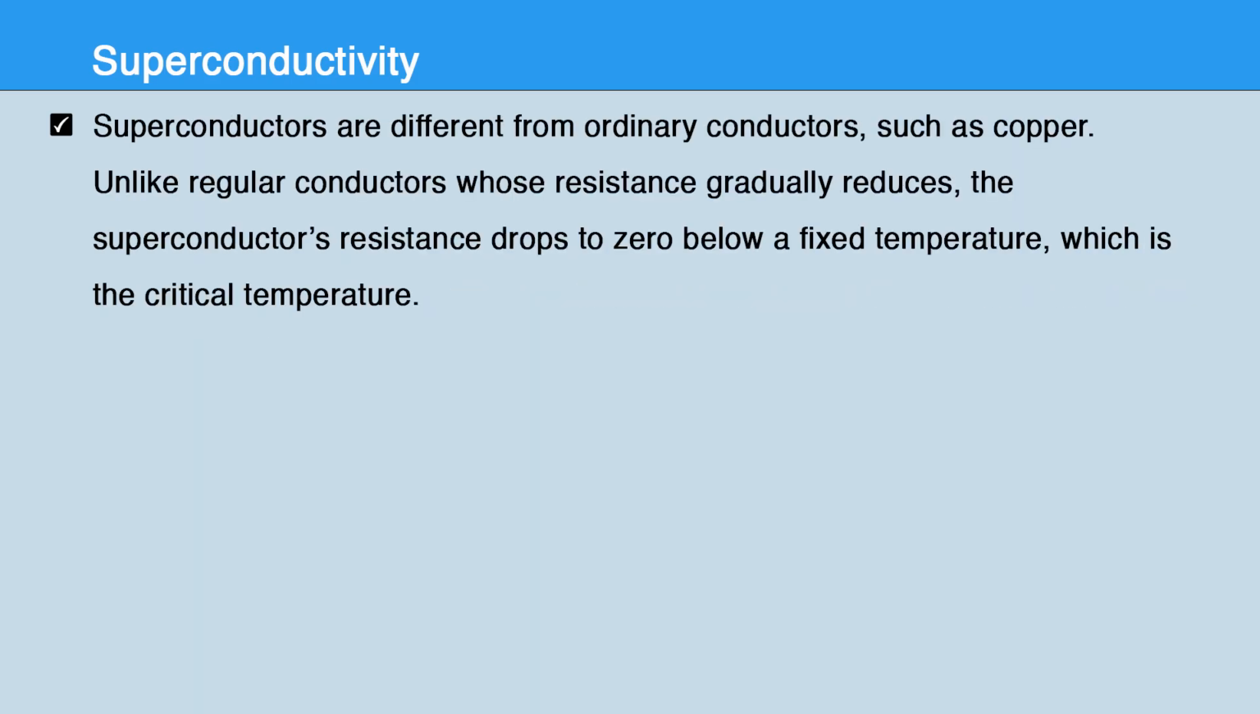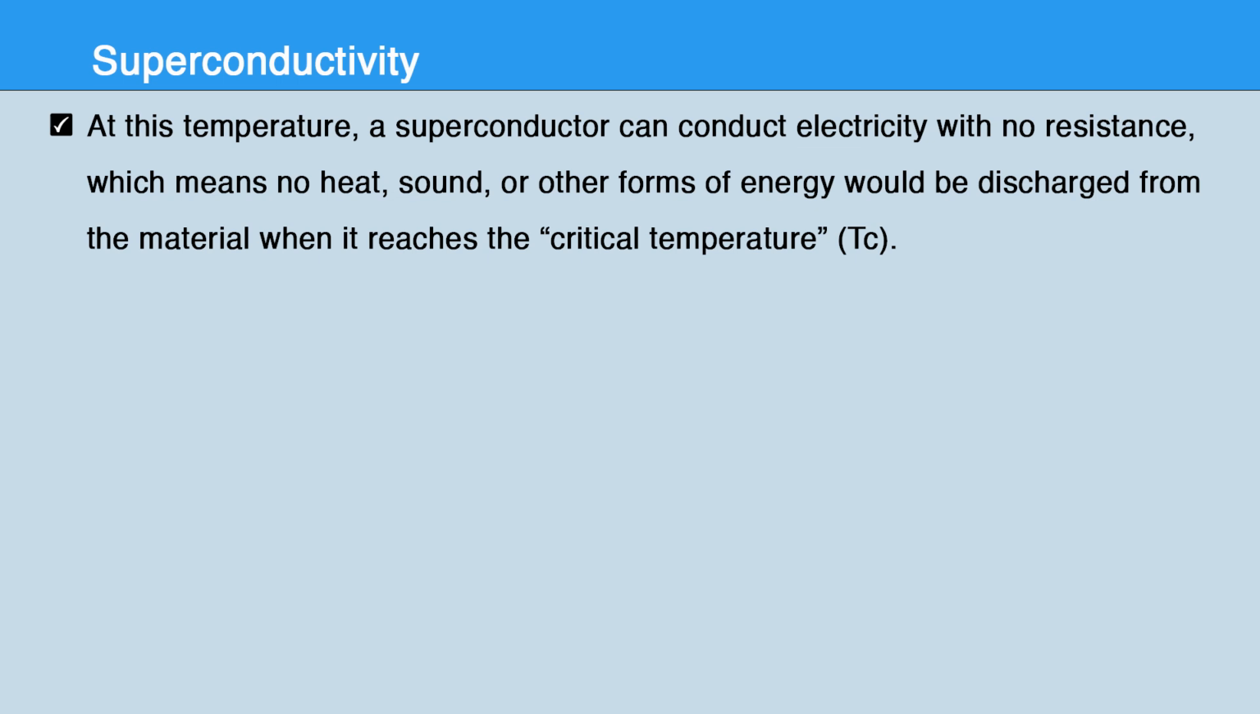Superconductors are different from ordinary conductors such as copper. Unlike a regular conductor, whose resistance gradually reduces, the resistance of a superconductor drops to zero below a fixed temperature, called the critical temperature. At this temperature, a superconductor can conduct electricity with no resistance, which means no heat, sound or other form of energy would be discharged from the material.